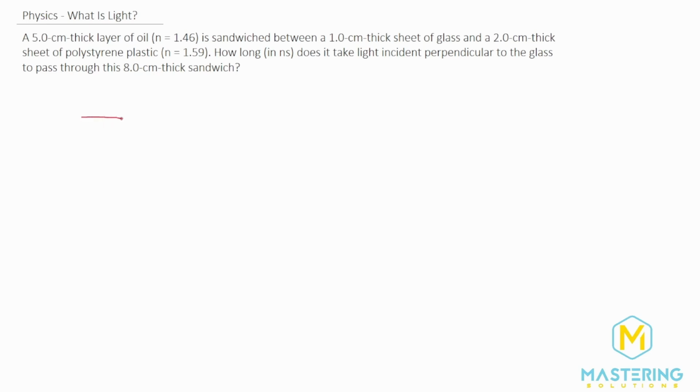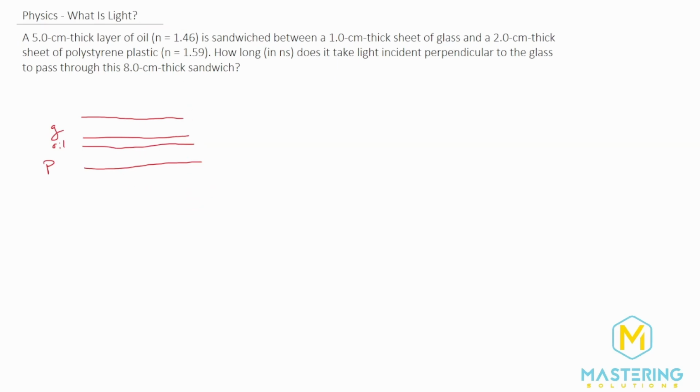For this question, it's really helpful to draw a picture so you can conceptualize what's going on. It's really confusing with all the different materials that they've given us here. So of course they say that we have this oil and it's sandwiched between the two mediums. This top one we're going to say is the glass. And then we have the oil in the middle and then the polystyrene plastic on the bottom. And we want to figure out how long it's going to take for the incident light to go through all of this sandwich that they gave us.